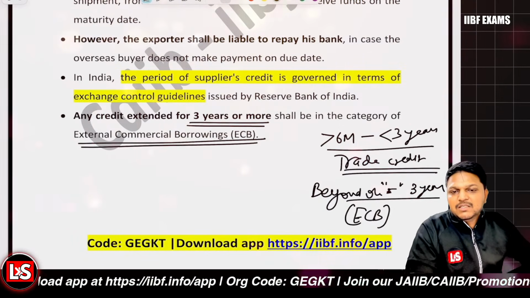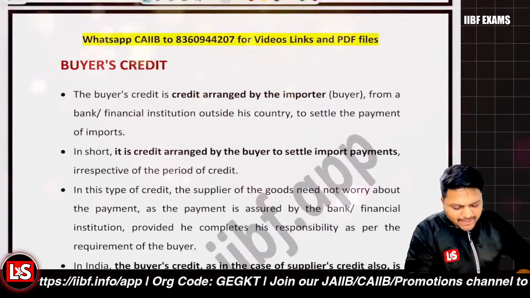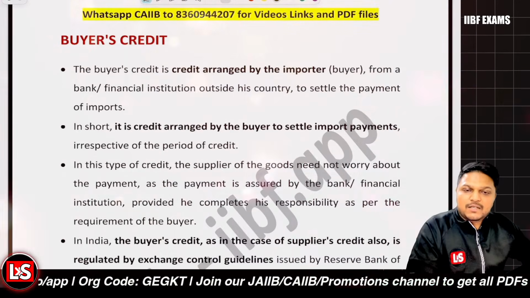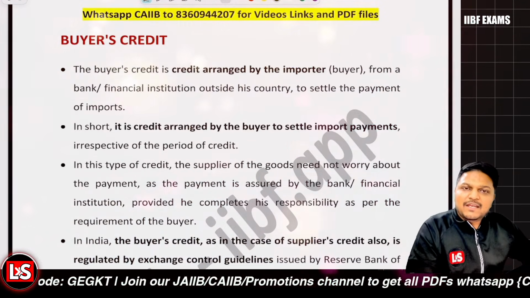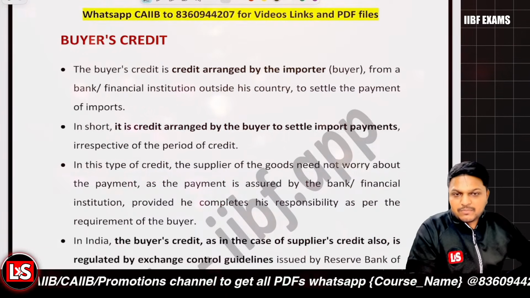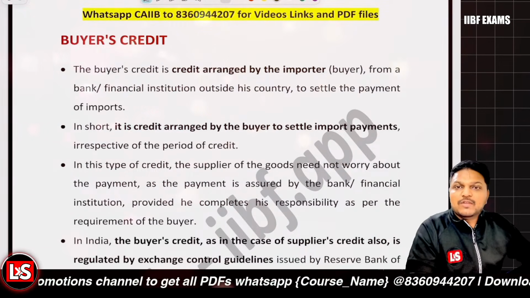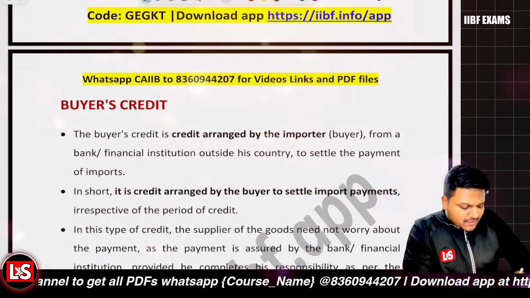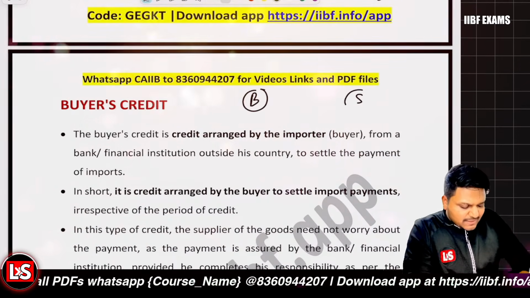Clear with it? The second component here is the buyer's credit. Buyer's credit is arranged by the importer itself from a bank or institution outside the country, so as to settle the payment of the imports. Now, the buyer, person B, and the seller, person S.